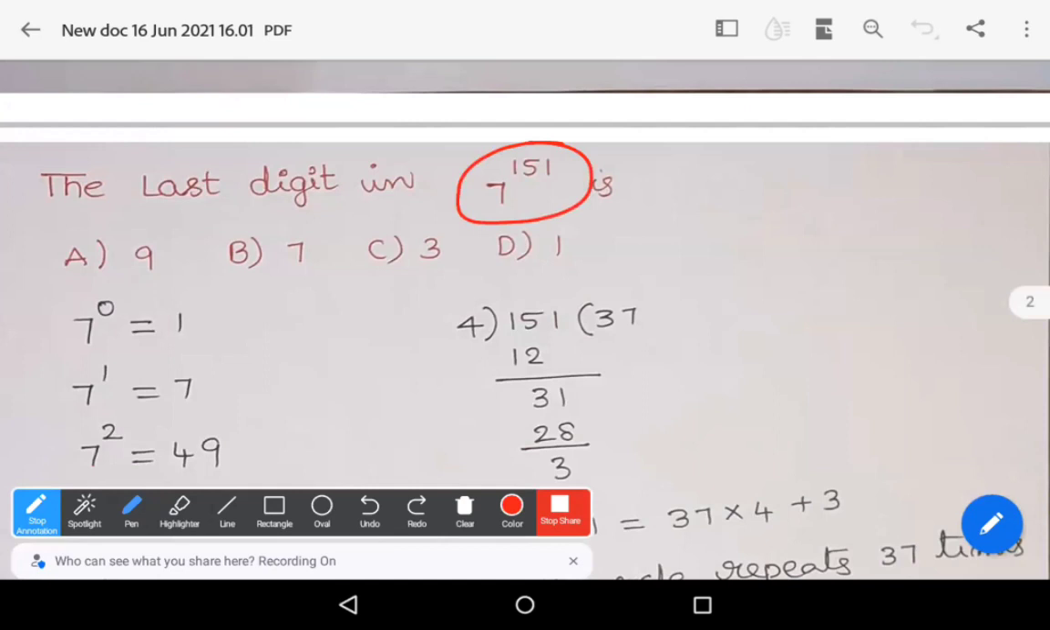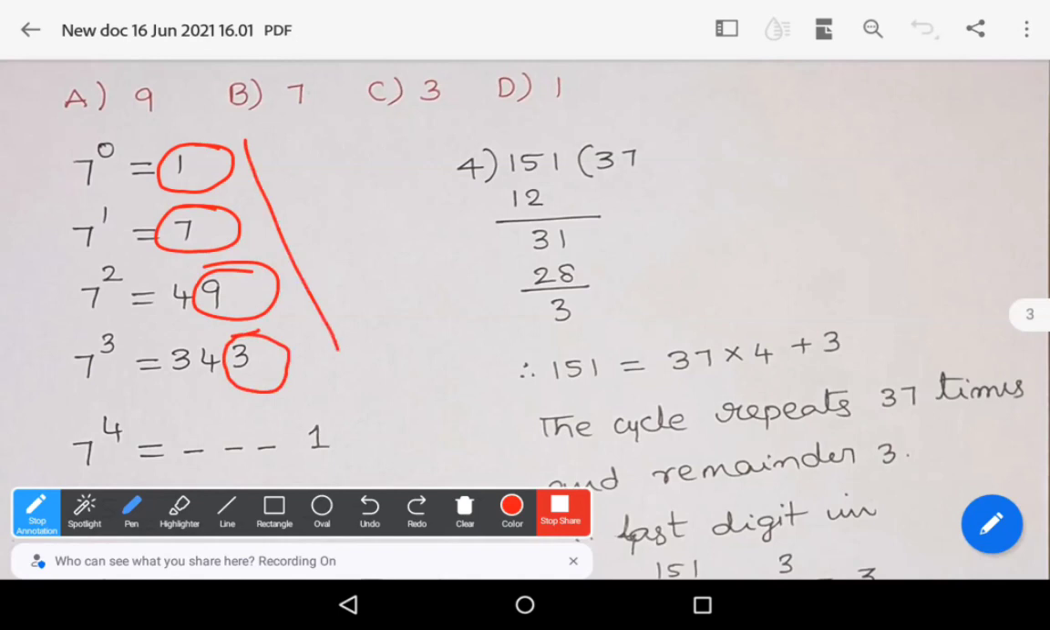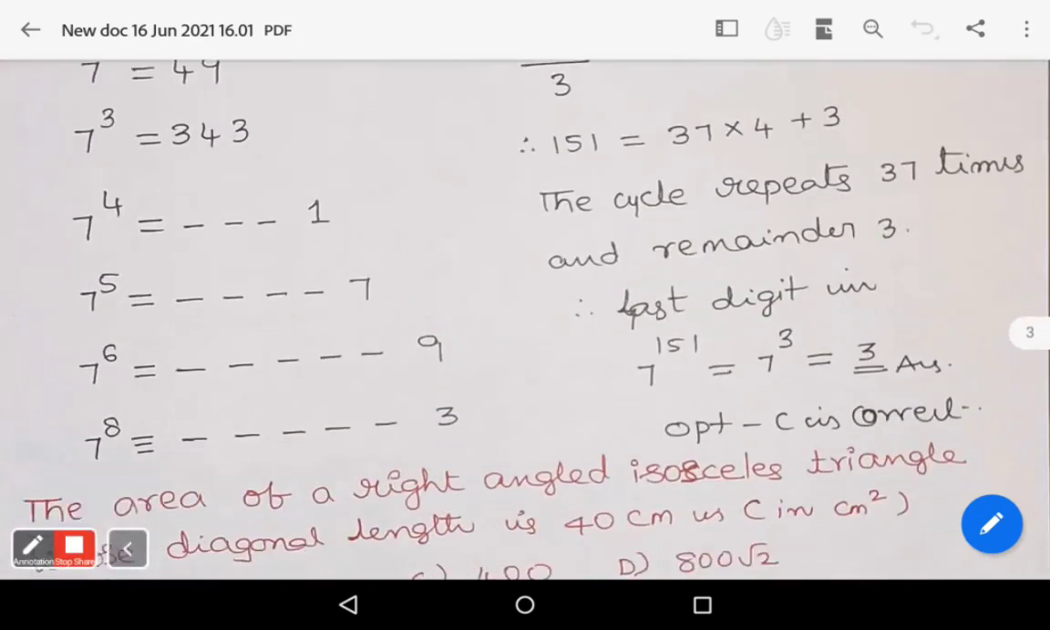The unit digit in 7 power 151 is, yes, you observe the calculation part. So what is 7 power 0? 1. What is 7 power 1? 7. 7 square is 49. 7 cube is 343. Now observe the unit digits. Here the unit digit is 1. Here the unit digit is 7. Here the unit digit is 9. Here the unit digit is 3. 1, 7, 9, 3. Remember this pattern.